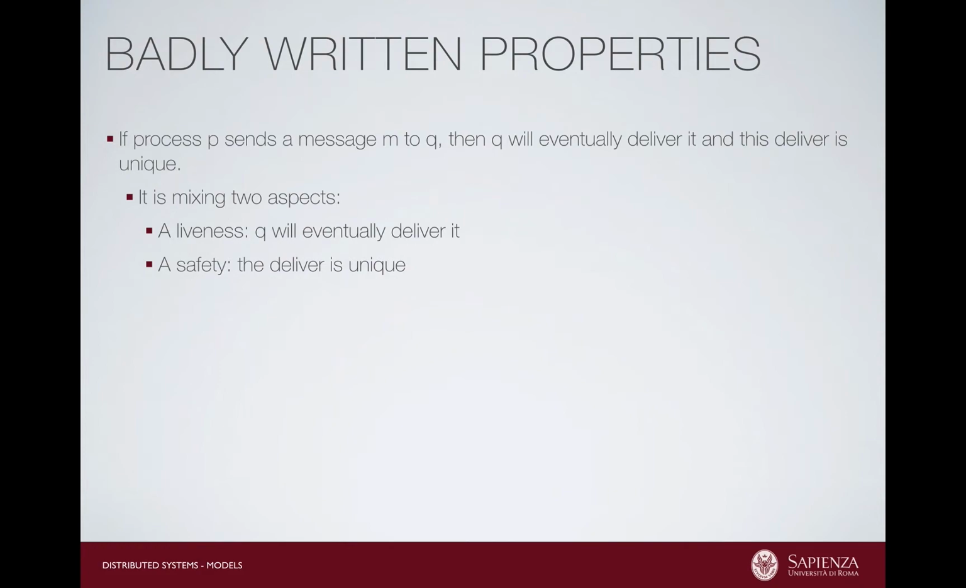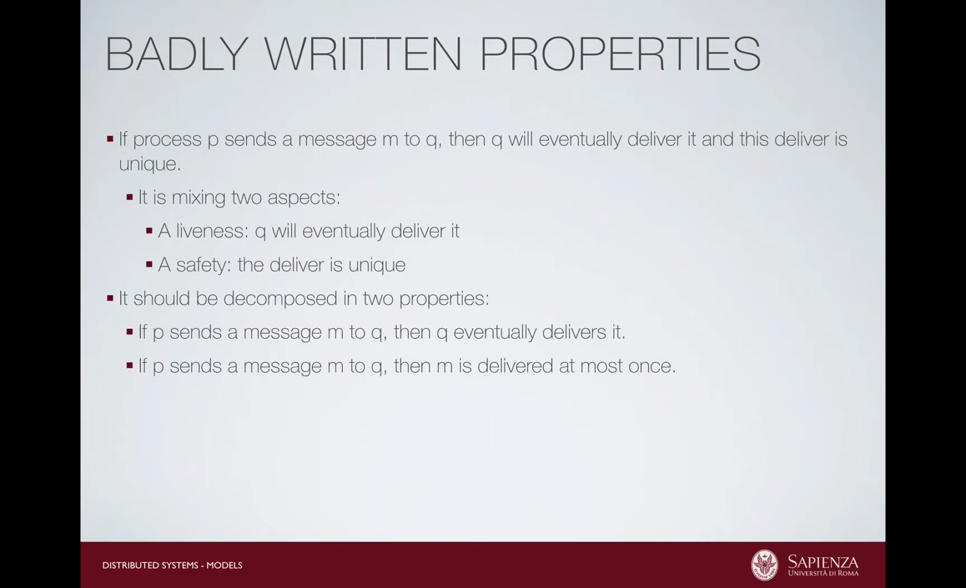If a process P sends a message M to Q, then Q will eventually deliver it, and this delivery is unique. This property is mixing two aspects. The first aspect is a liveness aspect that says that if P sends a message, then Q eventually delivers it. And this is a liveness property because you send something and then you hope that in the future, you don't bound the time, but something will happen and the other will deliver it. And then it's also mixing in a safety property, that the delivery is unique. Because if Q delivers M two times, while P just sent it once, then the property is violated, and it is violated forever.